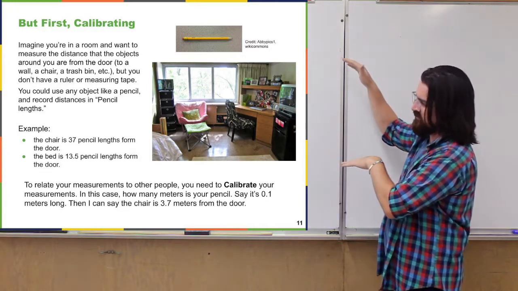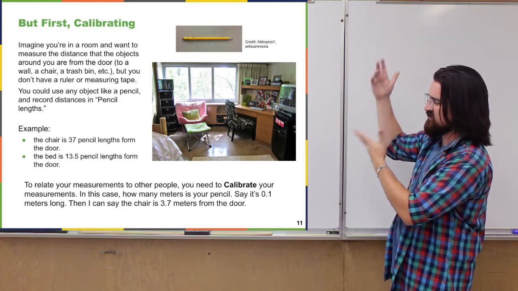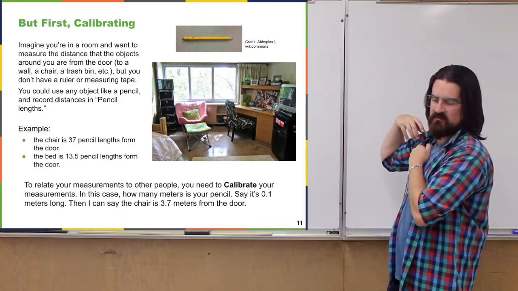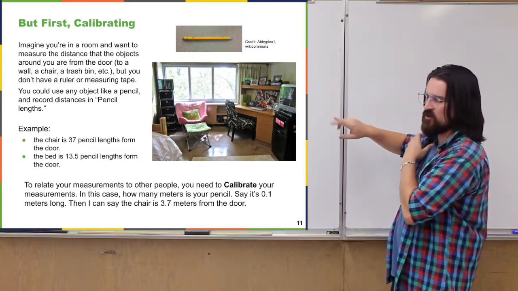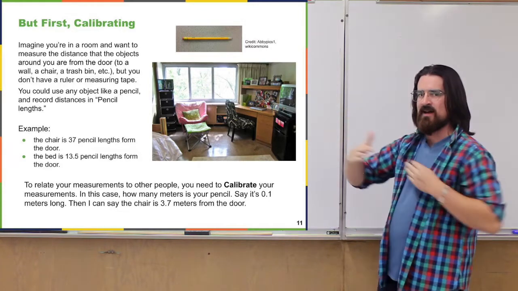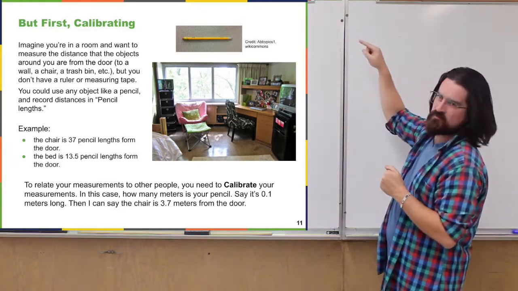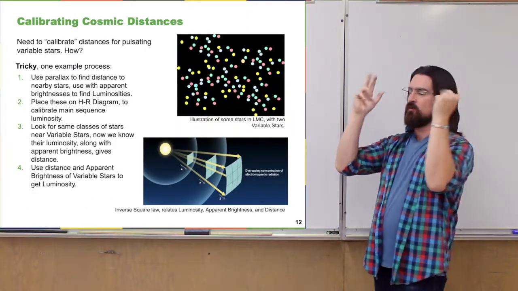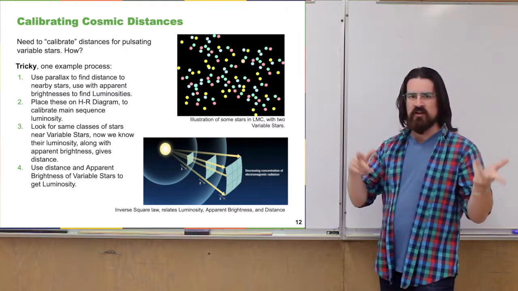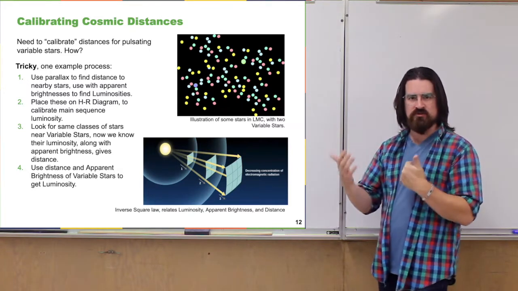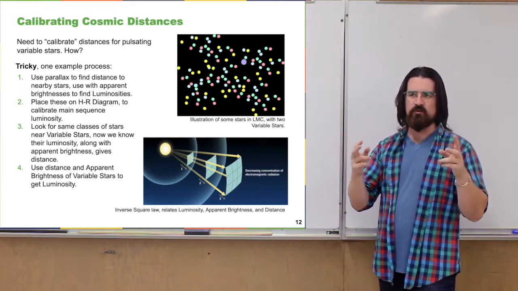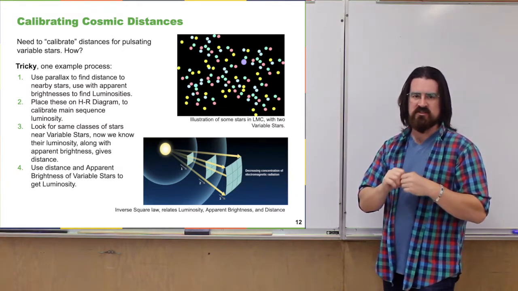of measurement, right? Like 37 pencil lengths is 2.5, 3 times the distance from to the bed, right? I can know those relationships, but to know the absolute lengths, I need to calibrate this by measuring the length of my pencil. So back to thinking then about these pulsing stars, we know that their luminosity is proportional to their period, but we need to sort of calibrate for a base luminosity.